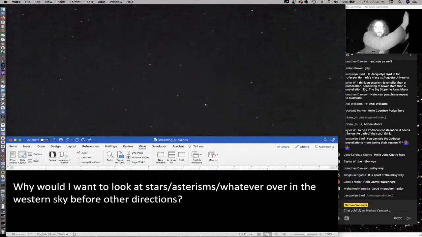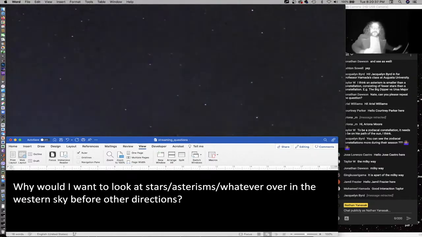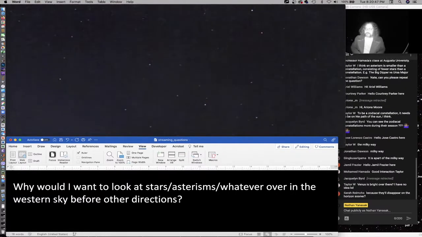So let's see. Have any people come up with an answer here? So why would I want to look at stars, asterisms, or whatever in the western sky before other directions tonight? Venus is bright over there. No, sorry, Taylor, you blew it on that one.